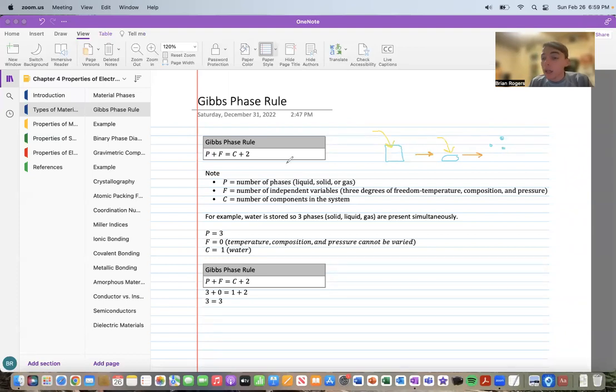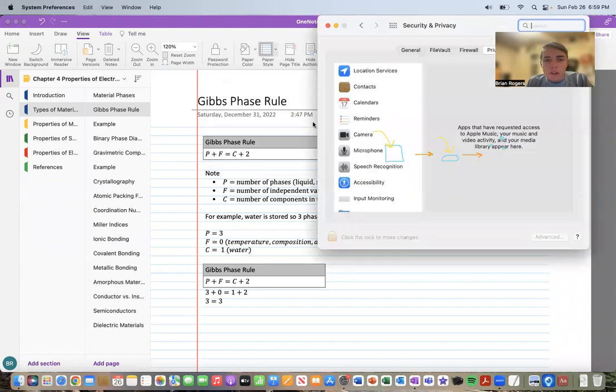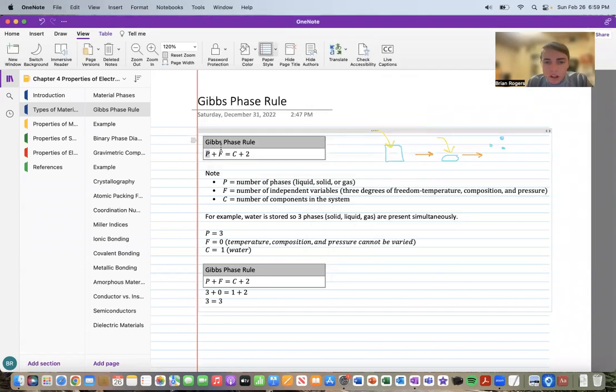And so that would be our phases, the basics of solids, liquids, and gases. And then F here, what that is supposed to represent is... let me just ignore that real quick. So F here represents the number of independent variables.